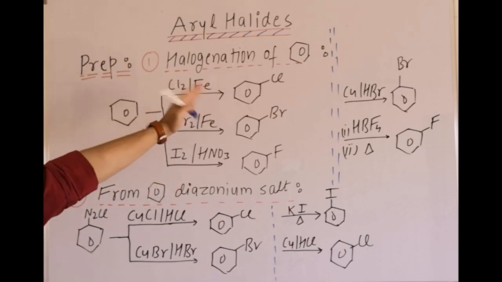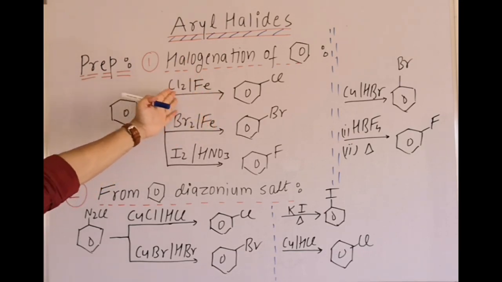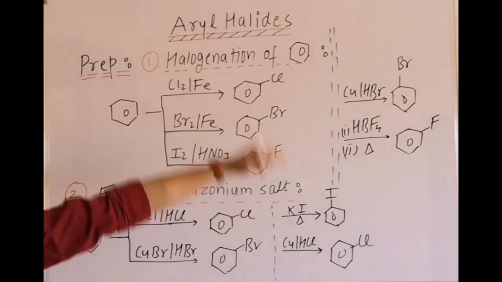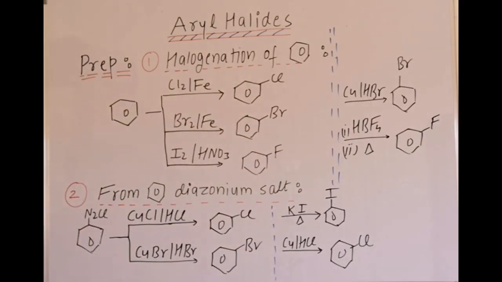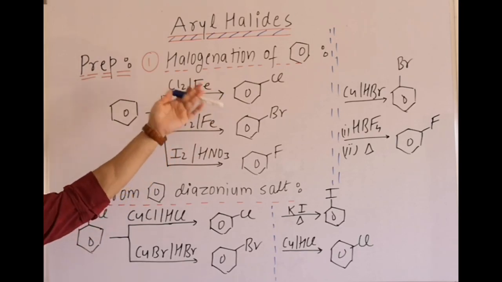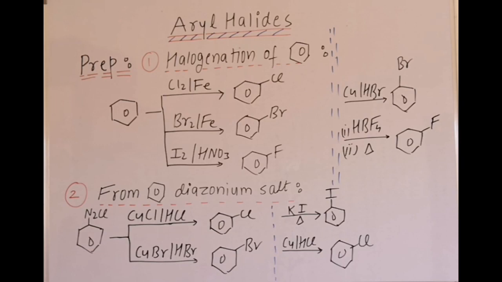Benzene with Cl2/Fe or Cl2 with FeCl3, that is a Lewis acid catalyst, generates the electrophile, which is Cl+, and that Cl+ undergoes electrophilic aromatic substitution. Second is bromination. Bromination with Br2 with Fe generates Br+, and it is simply an electrophilic aromatic substitution reaction.